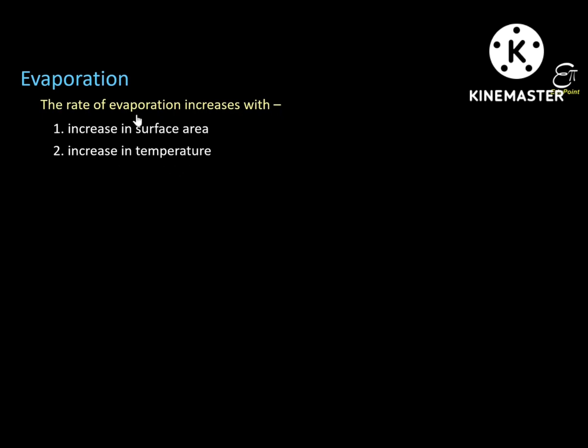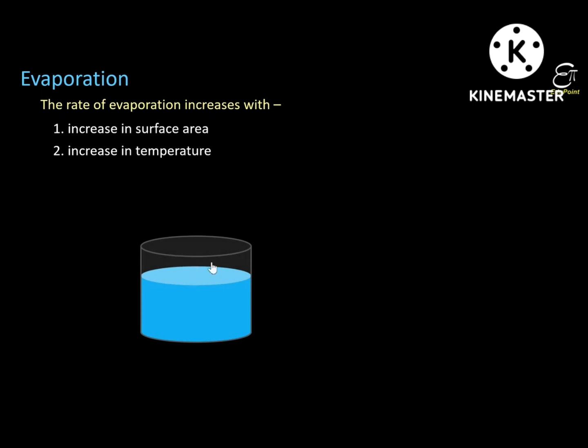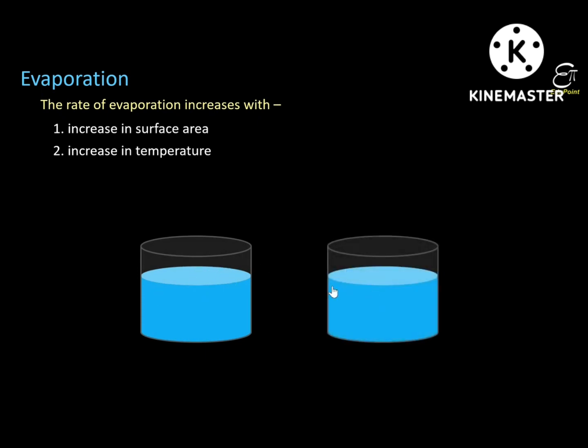The second factor is increasing temperature. So the rate of evaporation increases with increasing temperature. Take beaker A and beaker B. In one of the beakers we will increase the temperature and measure it with a thermometer. In beaker B, you can see the temperature is rising. The particles in beaker A, which is boiling at less temperature, will not evaporate as fast as the particles in beaker B.